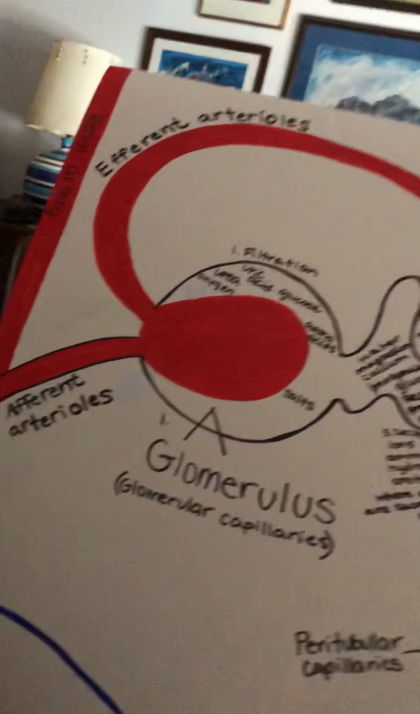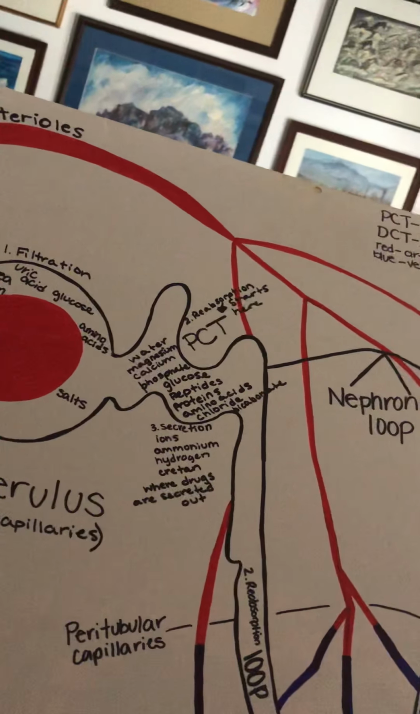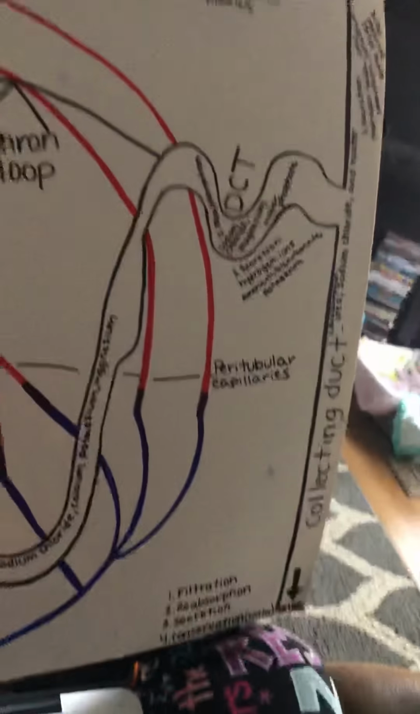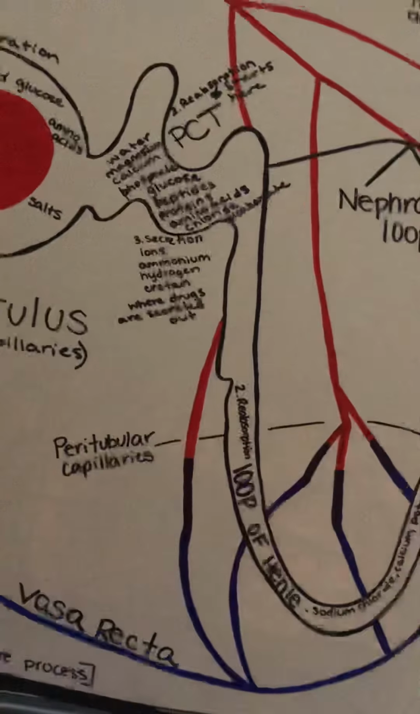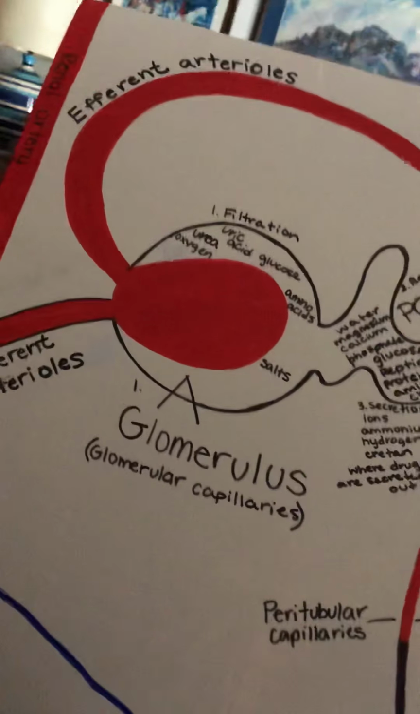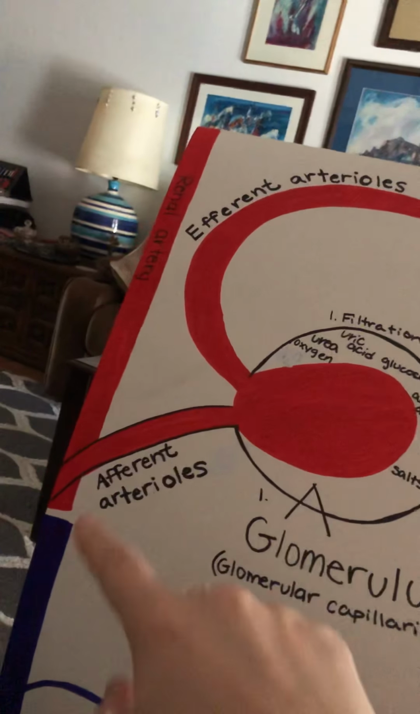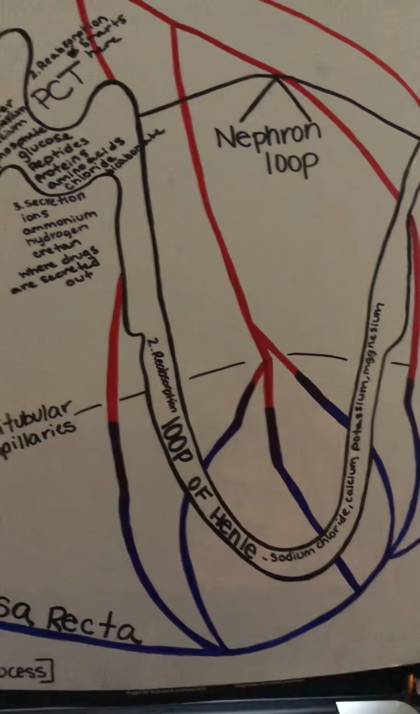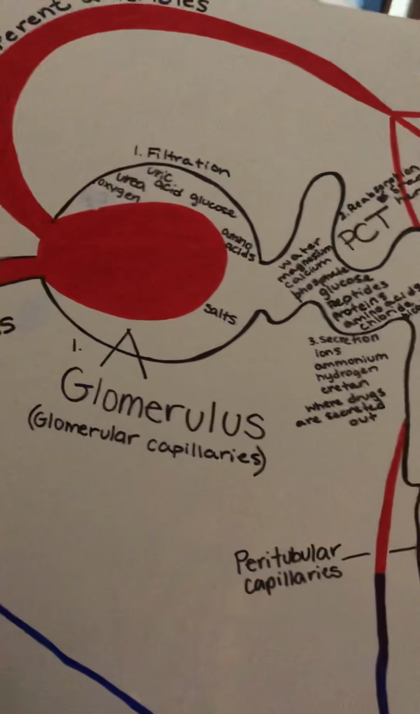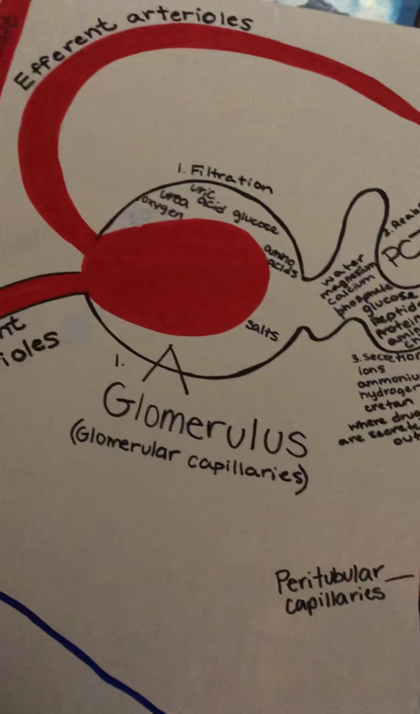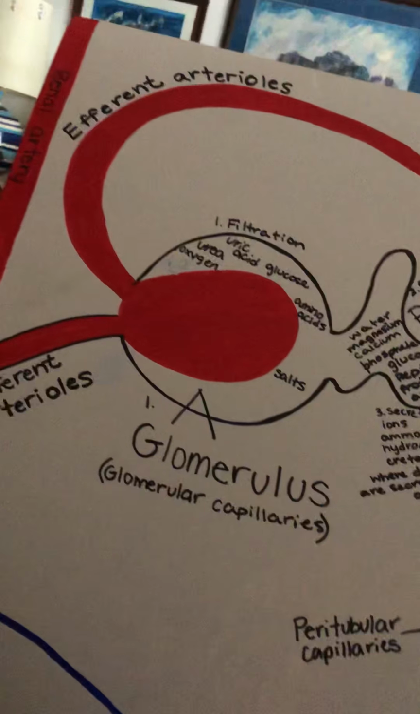So I'm pretty proud of my drawing this time because, as I told you guys when I drew my heart, I'm not super artistic, so I think it came out good. I did add a few things in here like the renal artery and the loop of Henle, but it does have the basic stuff on here.